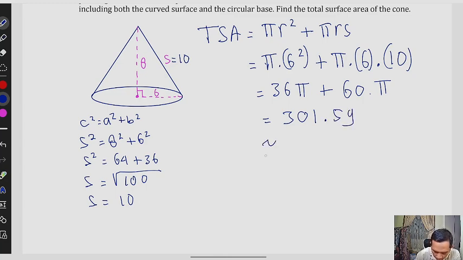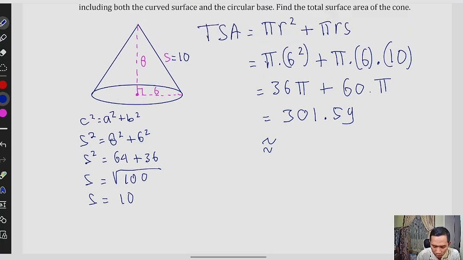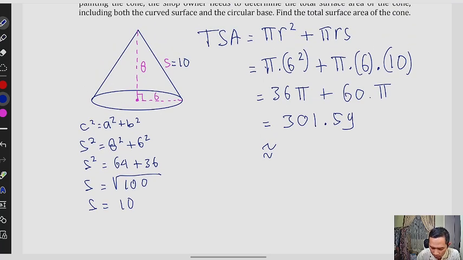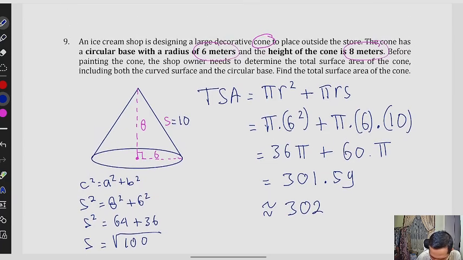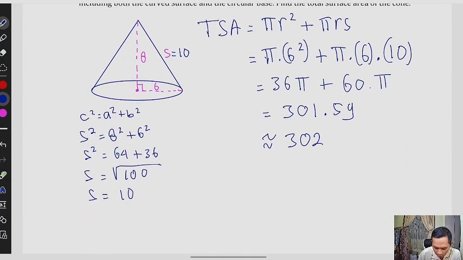Let's round it to 3 significant figures. Everyone, please round to 3 significant figures later in the summative. That's one part of the assessment. Make it 3 significant figures. We need only the first 3 numbers, and after the 1 we have 5, so make it 302. And what's the unit here? We have meters, and because we are talking about area, it will be meters squared.